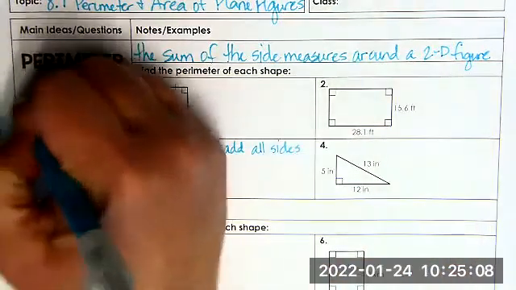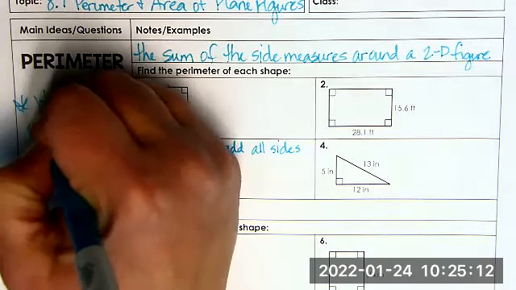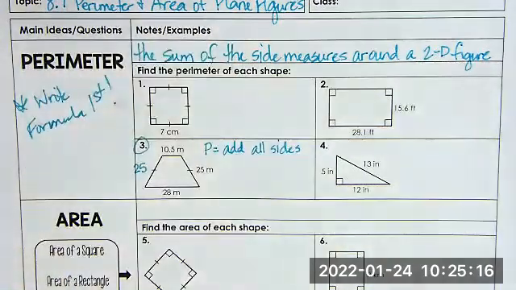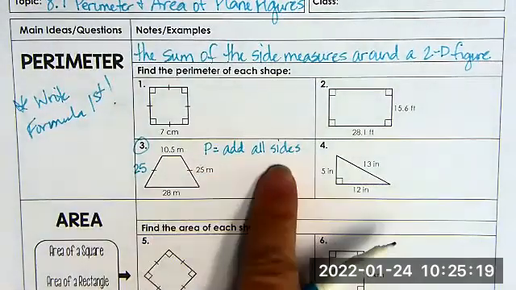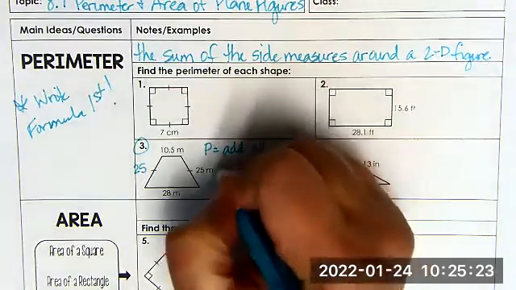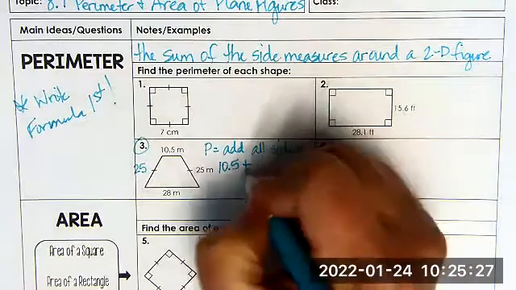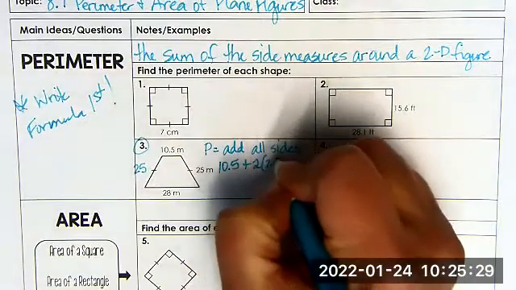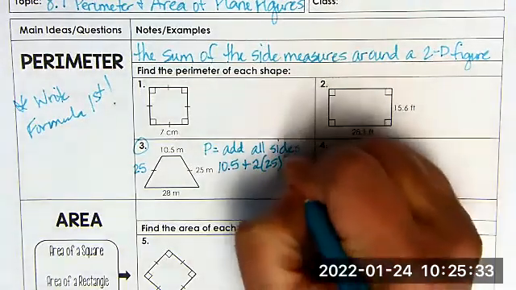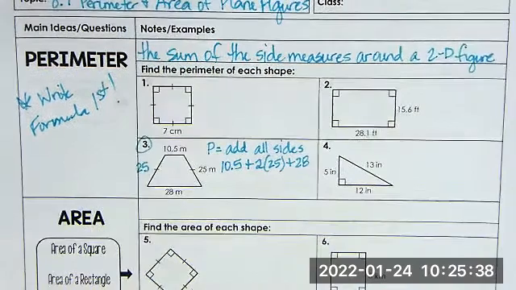Okay, we always write the formula first. Always write the formula first. This is what the formula is for perimeter. Now we plug in our information. So I'm going to have 10.5 plus, there's two 25s, so I can write this as 2 times 25, or I could write 25 plus 25 plus 28.